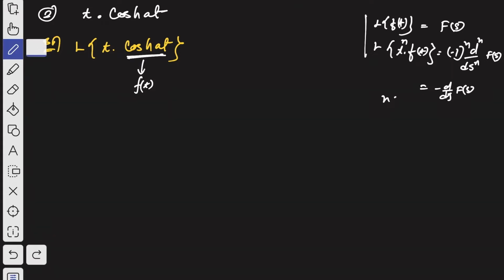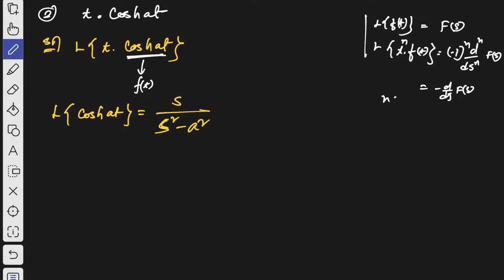Now Laplace transformation of f of t, our f of t is in this case cos hyperbolic at. So Laplace transformation of cos hyperbolic at, you have already got this one. In previous lectures we have already discussed the formulas, in earlier lectures, lecture 1 and 2, I think. So that should be s by s square minus a square, right? So this is our capital F of s.